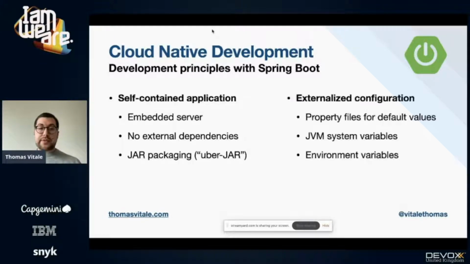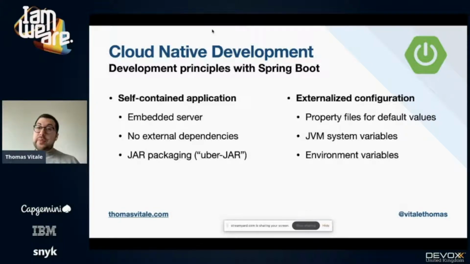And then we briefly mentioned externalized configuration. I have used a property file to define a default value for the message that I want to return. But since now it's defined in a property file and it's not hard-coded in the application, I can override it via JVM system variables, environment variables, or ConfigMaps, as we'll do very soon in Kubernetes.